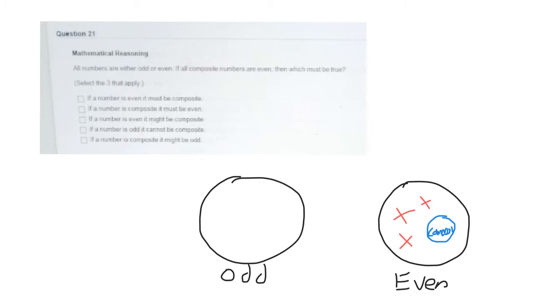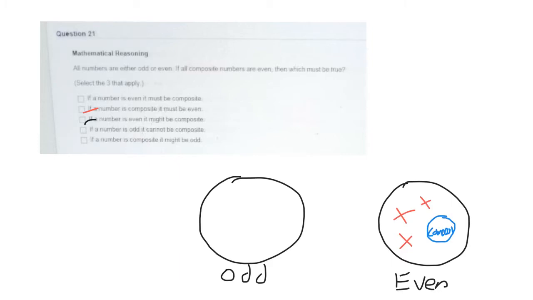By the way, there are 3 correct answers here. If a number is composite, then it must be even. Absolutely. Why? Because here are all the composite numbers over here, and clearly this is even, right? If a number is even, it might be composite. Yes, because if a number is even, that means it's in this bubble somewhere. Might it be composite? Well, yeah. If it ends up here, sure.